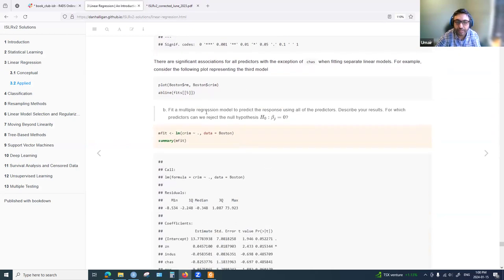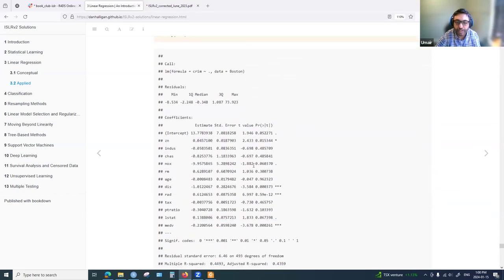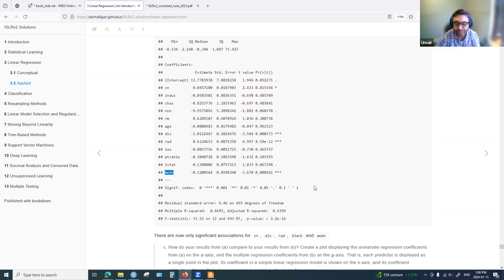Then next, fit a multiple regression model, and we check the null hypothesis that all the coefficient values are zero. So now we use our usual syntax of fitting a multiple regression model, and now we see that only a few variables, ZN, DIS, RAD, and I know about this one, this is median income, others I tend to forget. These are the significant variables in the model.